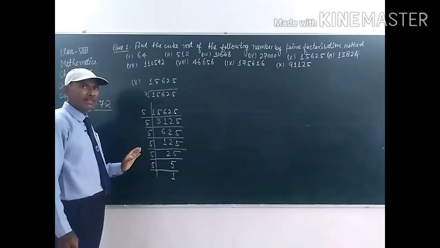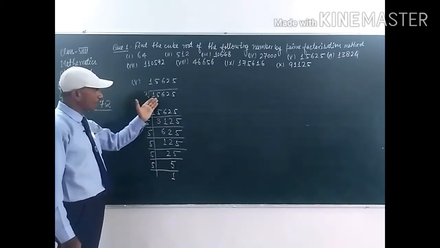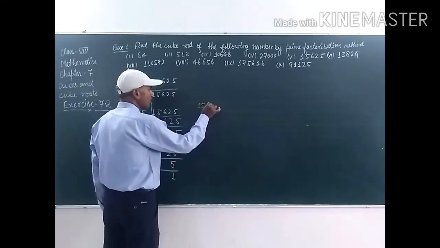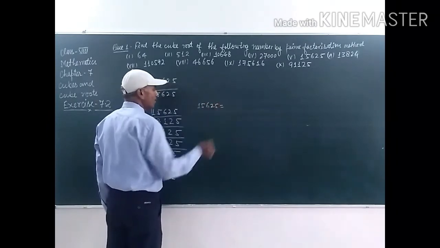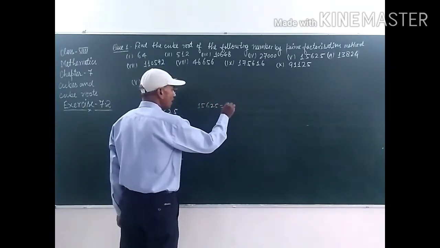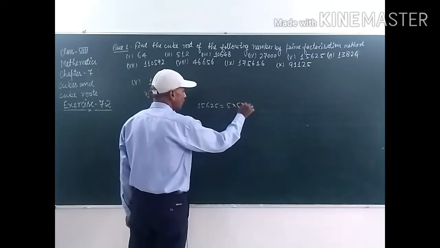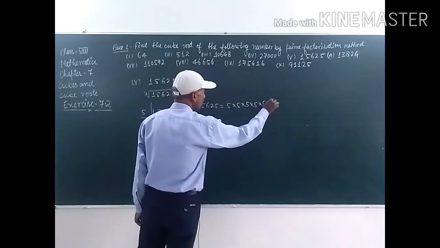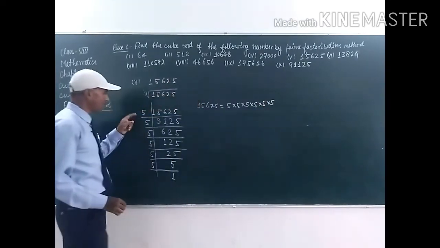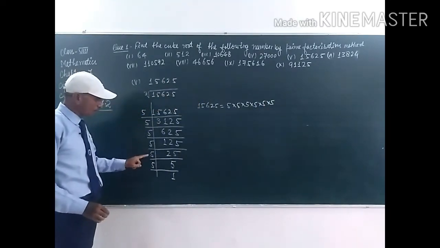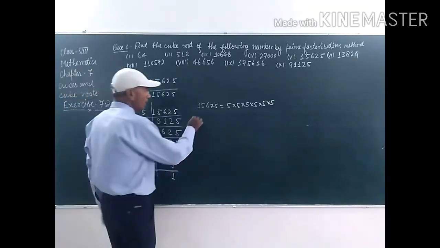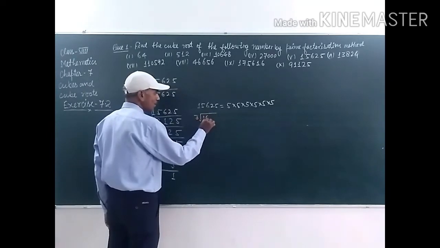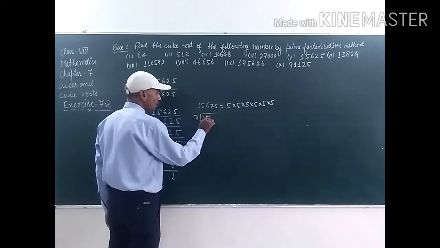Now we have to write the prime factors of 15,625. So 15,625 is equal to prime factors 5 into 5 into 5 into 5 into 5 into 5. 6 times 5 here, student. 1, 2, 3, 4, 5, 6. So now we have to find out the cube root of 15,625.